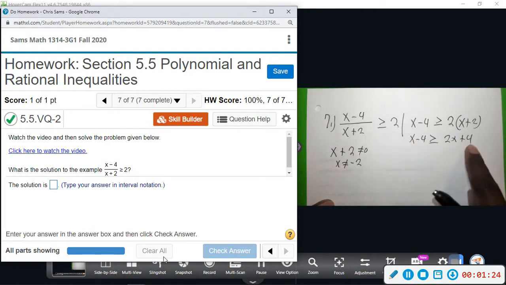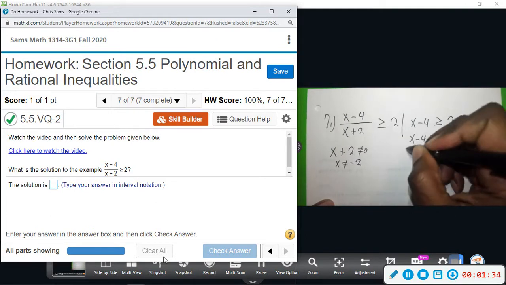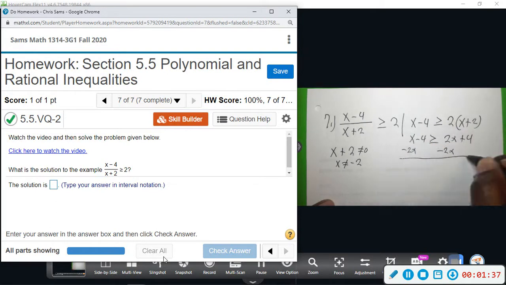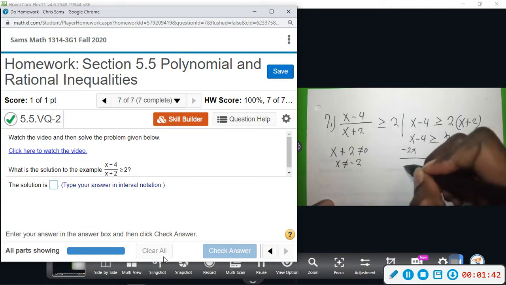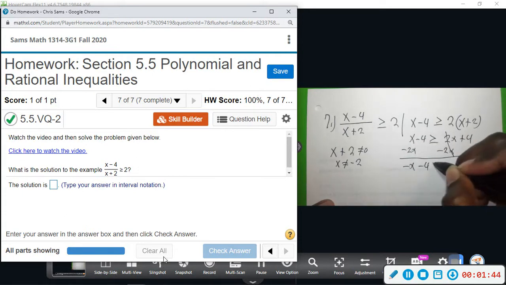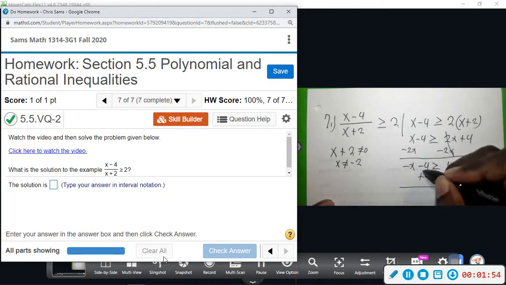We're going to add, let's actually do it the other way. I guess we got to move the x on the left side anyway. We're going to subtract 2x. I usually like to make the x positive, but in this case I like to have the variables on the left hand side, so it's unavoidable. That gives us negative x minus 4 greater than or equal to 4. And then add 4, and we get negative x greater than or equal to 8.